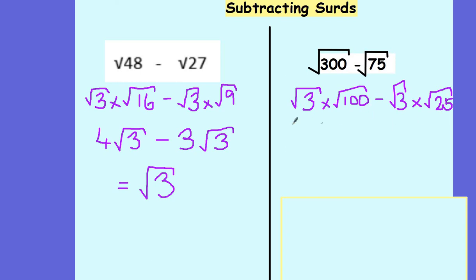Now the square root of 100 is 10. So I can write this first part as 10 lots of the square root of 3. The square root of 25 is 5, so I can write this second part as 5 lots of the square root of 3. 10 lots of the square root of 3 subtract 5 lots of the square root of 3 will leave me with 5 lots of the square root of 3.